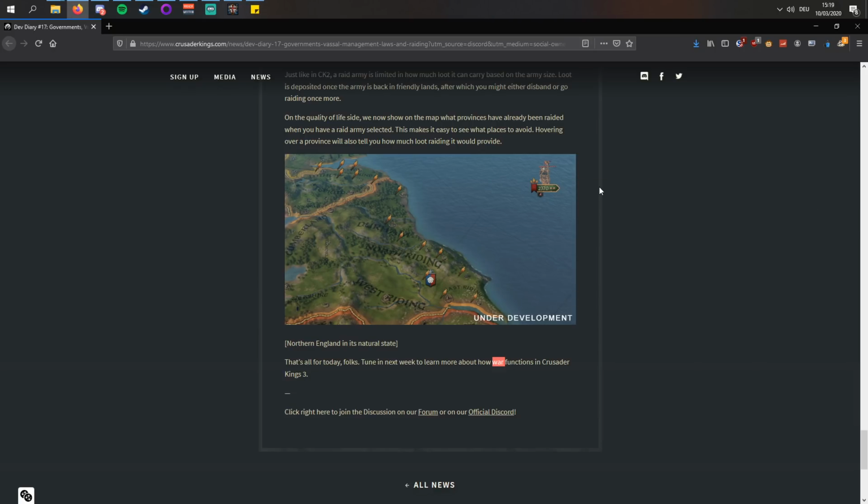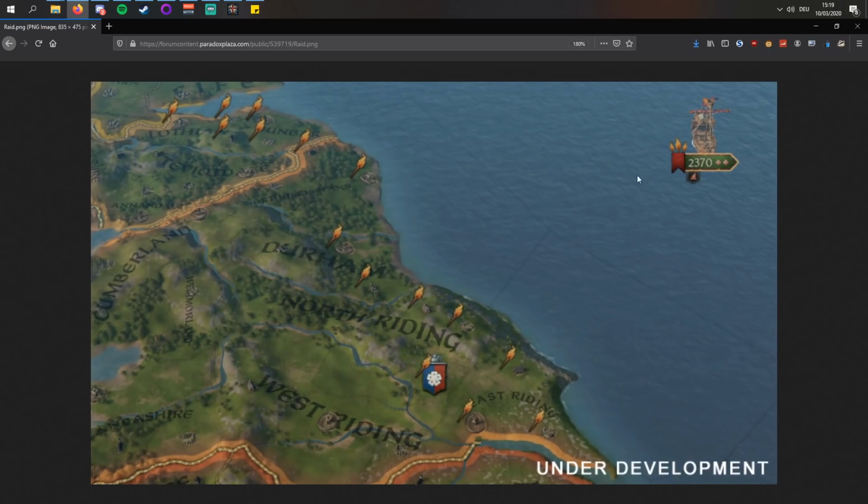This is a cute ship, by the way. Look at this. What a cute ship. What a cute raid flag.